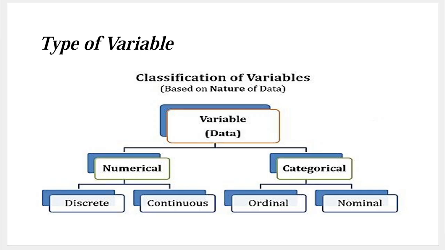Variables can be classified based on the type of data they represent. First, we have numerical variables, also called quantitative variables. These are variables that are expressed as numbers. They are divided into two types.